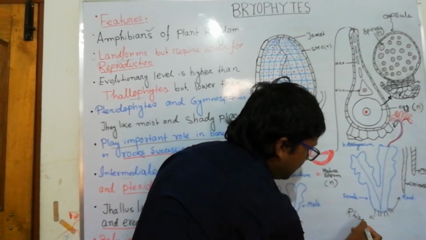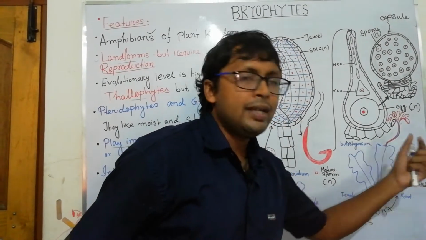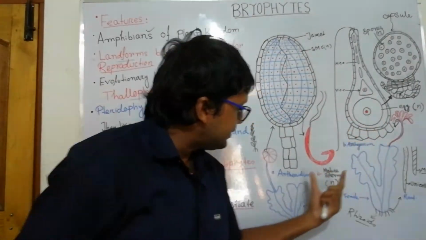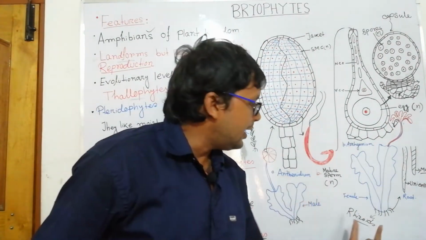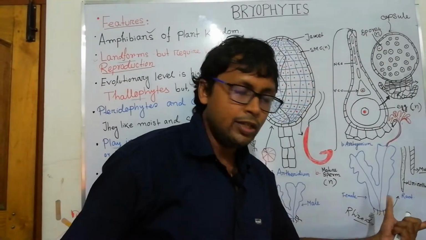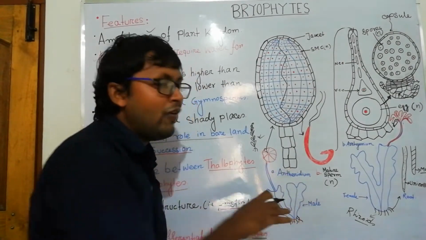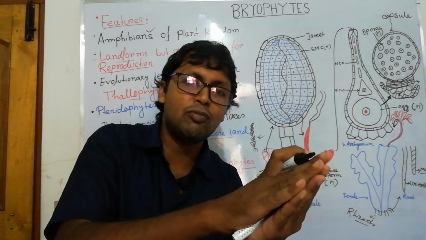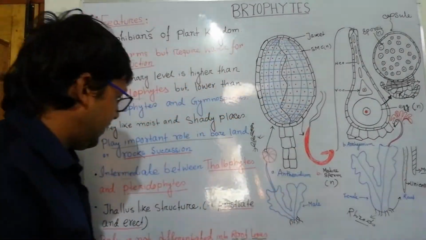These rhizoids are either unicellular or multicellular. In the case of liverworts, they are unicellular. In the case of Riccia, in some cases they are multicellular. So they may be a leafy structure like this, or a dorsoventrally flattened, flat structure. They press themselves on the surface of rock and absorb mineral nutrition. So this is important, their body plan.